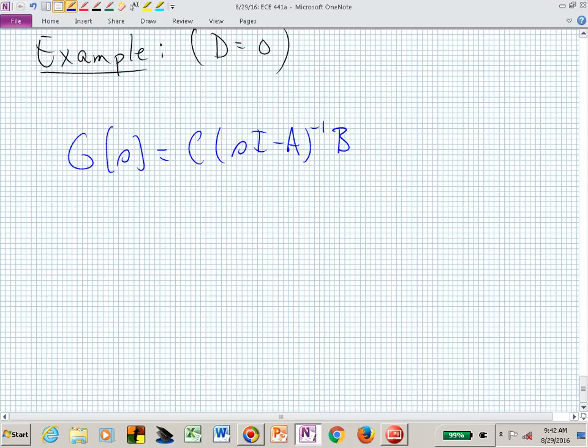Now you know the expression for the transfer function in terms of A, B, and C. Okay? And this is assuming what? This is assuming your direct feed-through matrix D is 0.